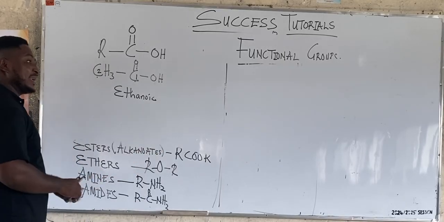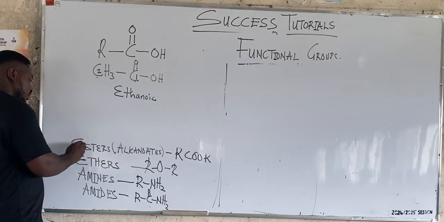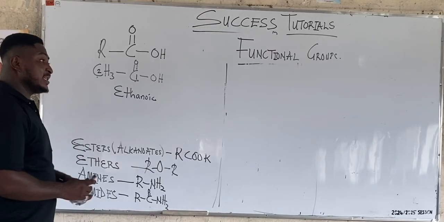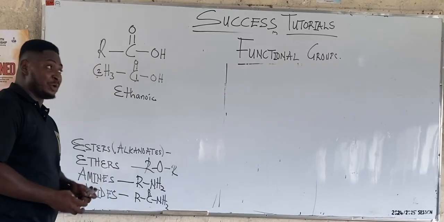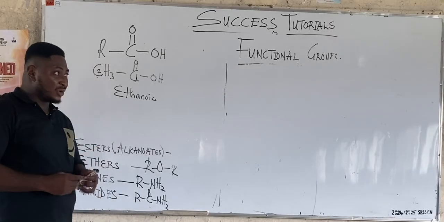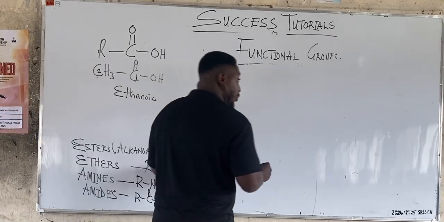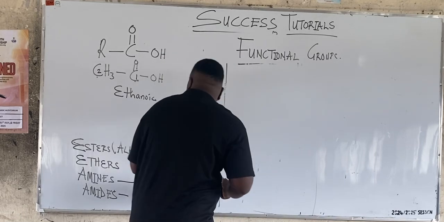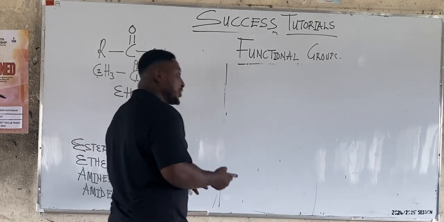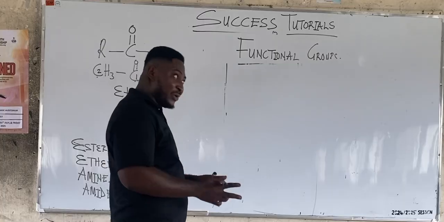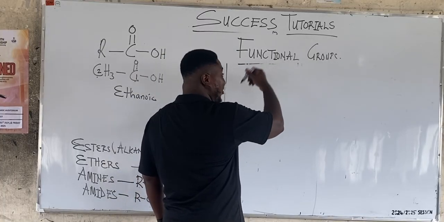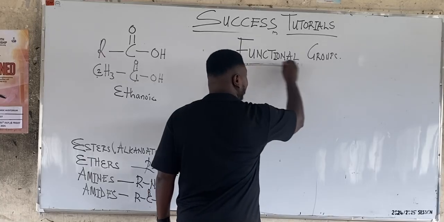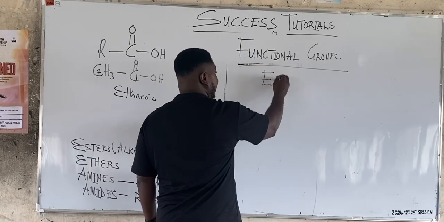Next we are looking at esters. The funny thing about esters is that they only exist because of the reaction between an alkanoic acid and an alcohol. This is the only time we'll mention reactions, because you cannot talk about esters without indirectly talking about the reaction of alkanoic acid and alcohol. For esters to be formed, an alkanoic acid must react with an alcohol in a reaction called esterification.